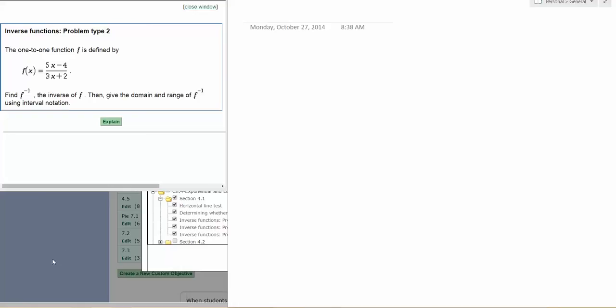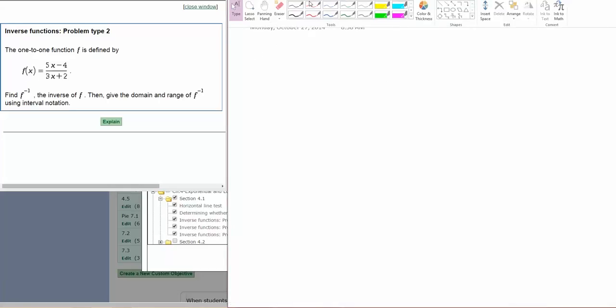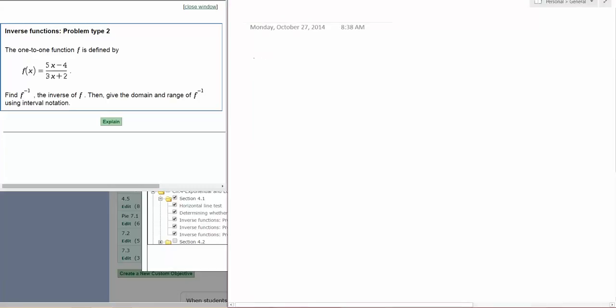This is a Pi topic on ALEKS that asks you to find the inverse function of f and then also find the domain and range of the inverse function in interval notation. So let's first find, with f of x, let's go ahead and find out what its domain is. Okay, so f of x is (5x minus 4) over (3x plus 2).